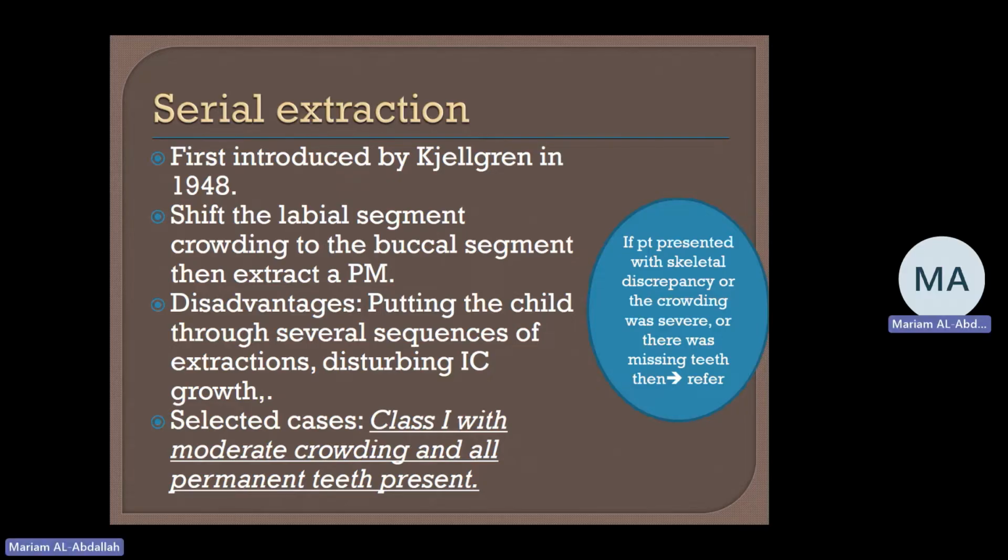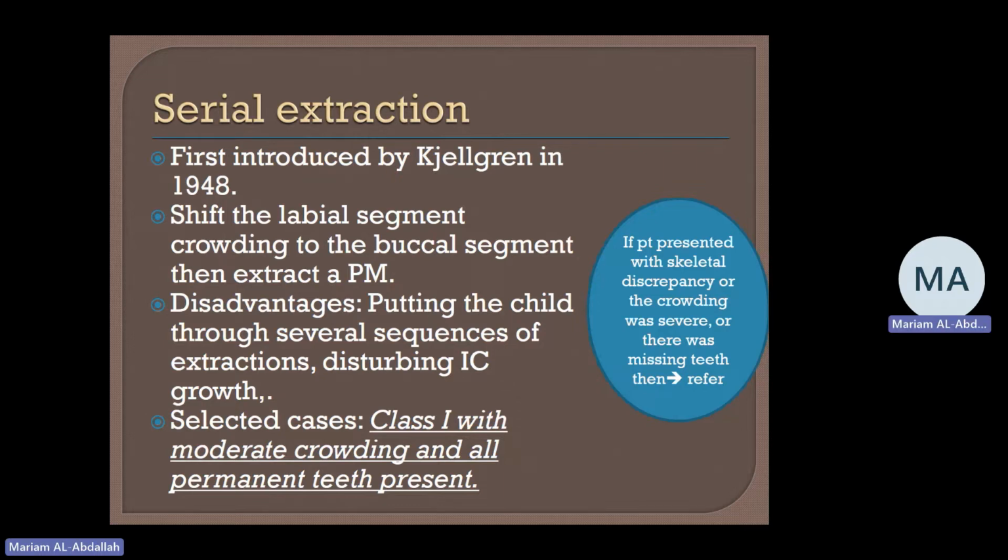But still, for very, very carefully selected cases who are reviewed every 6 months minimum by the orthodontist, we still use serial extraction. So it's important for you to know the concept. The concept is, in a patient in the early mixed dentition where we have potential crowding of the laterals and the canines, we can try to shift the crowding from the labial segment to the posterior segment as follows.